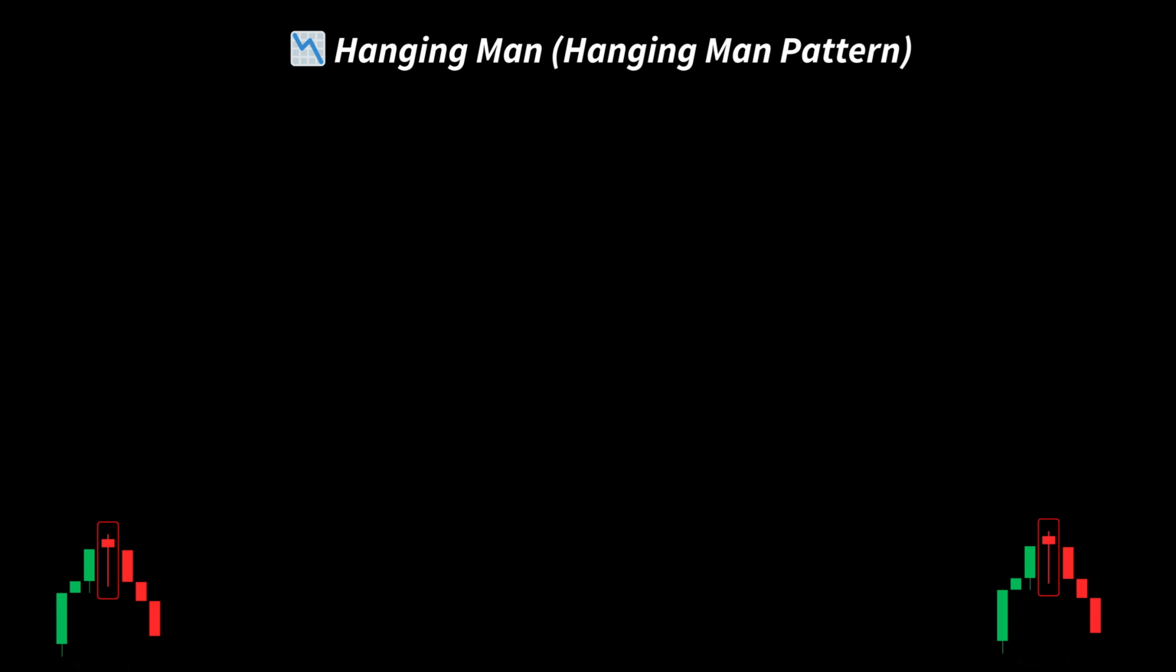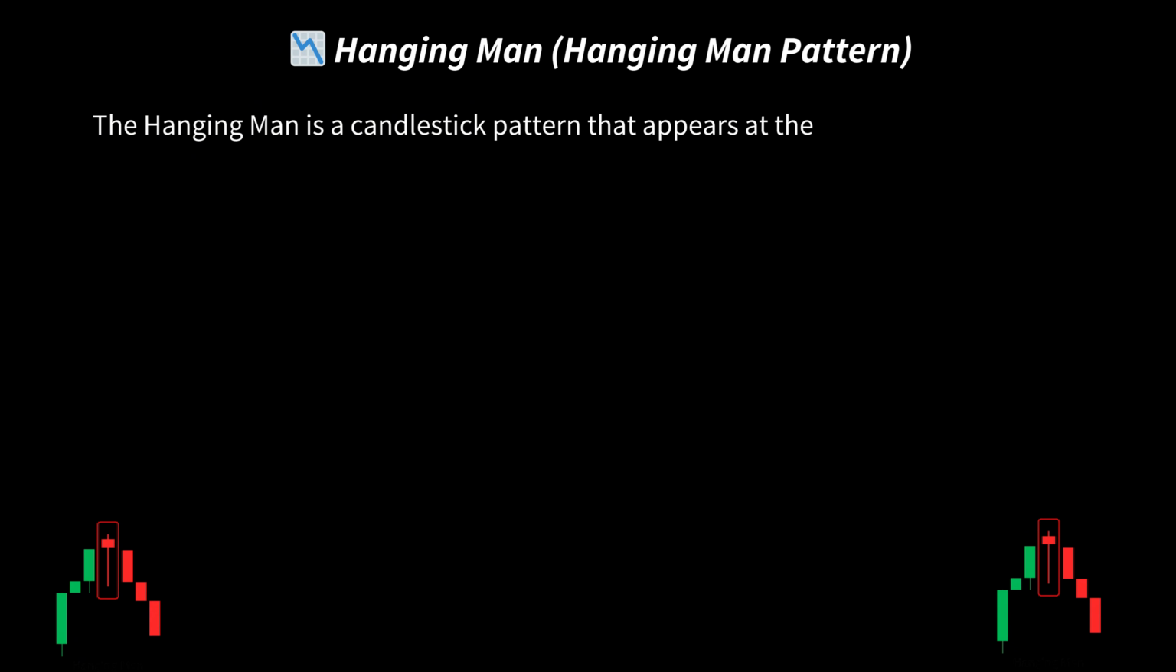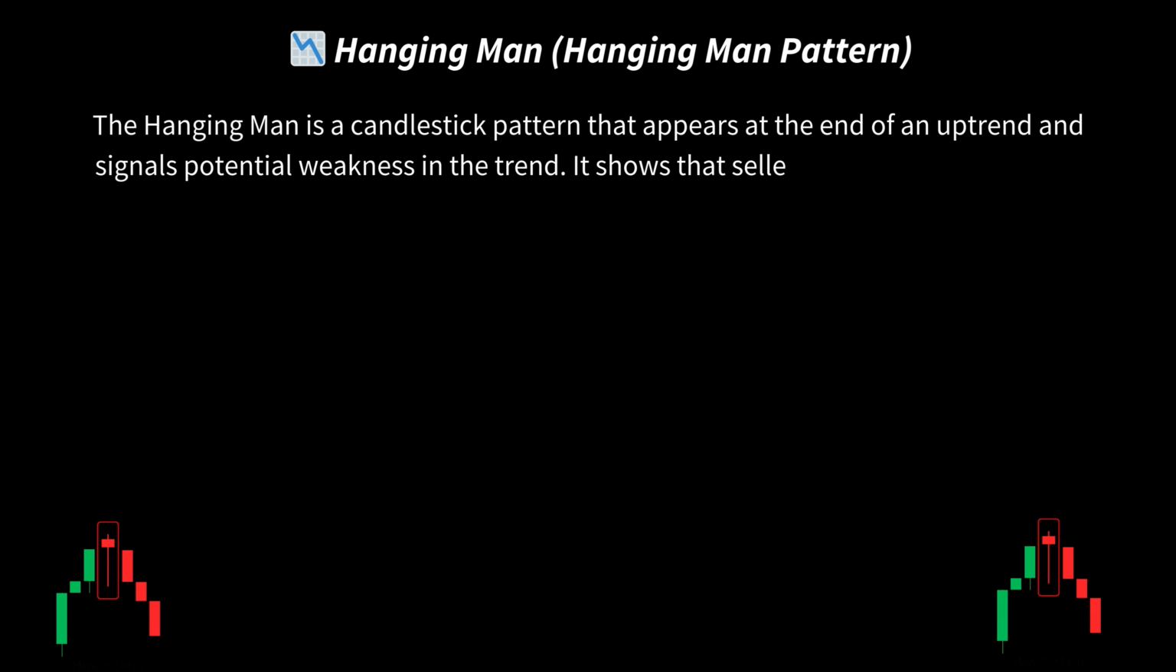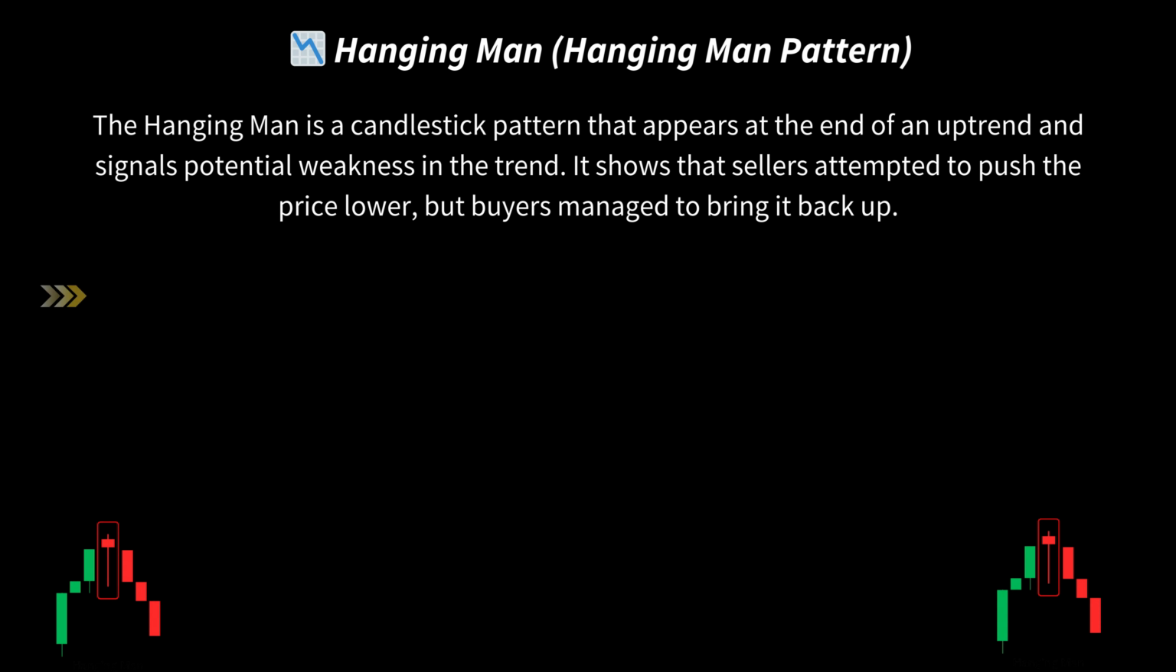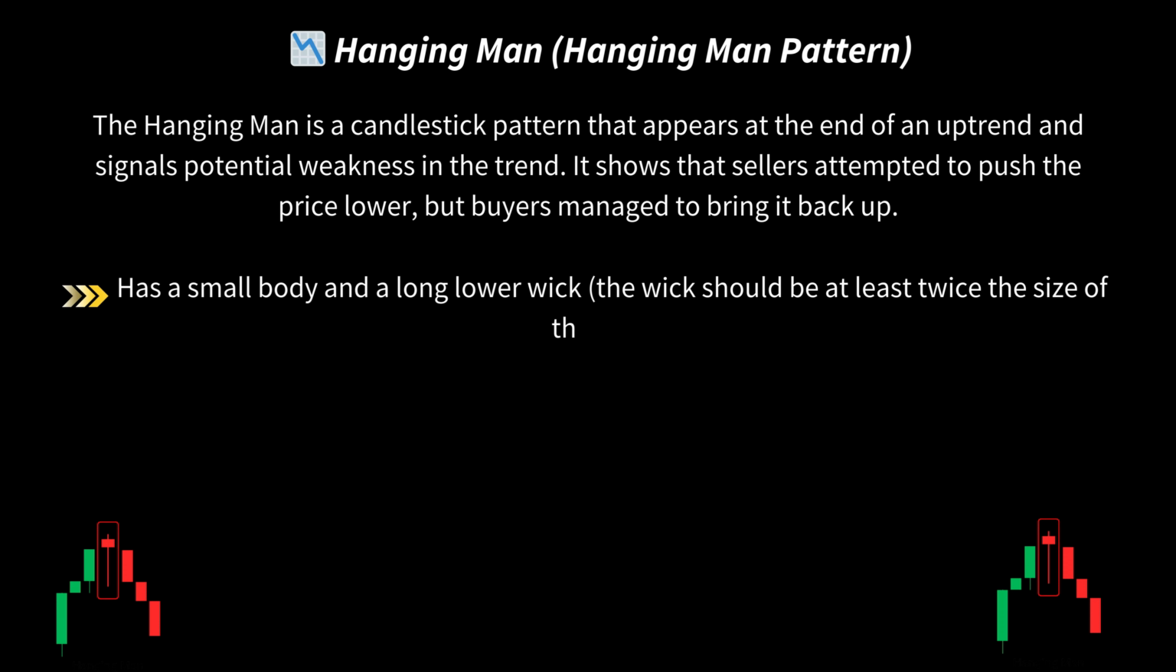Hanging man pattern. The hanging man is a candlestick pattern that appears at the end of an uptrend and signals potential weakness in the trend. It shows that sellers attempted to push the price lower, but buyers managed to bring it back up.